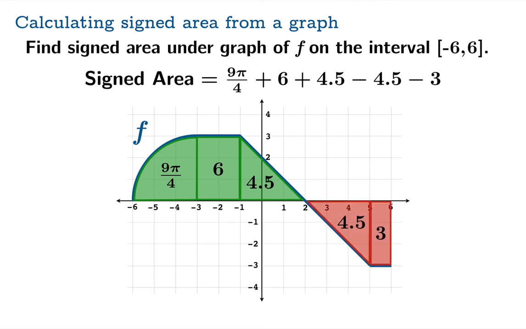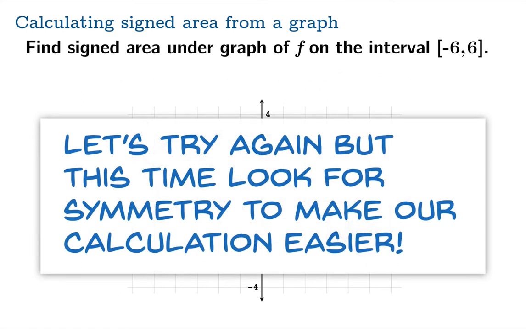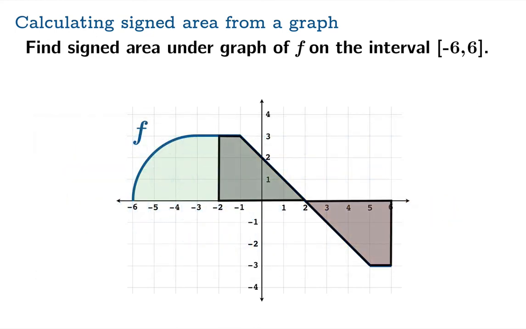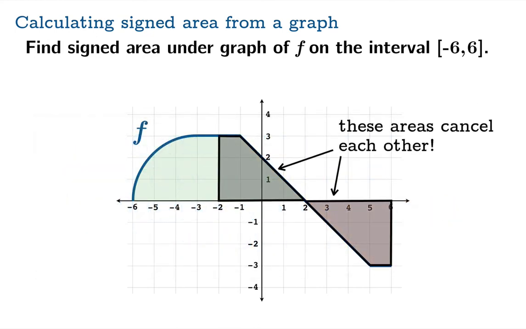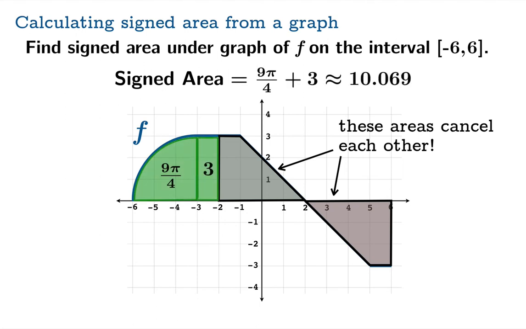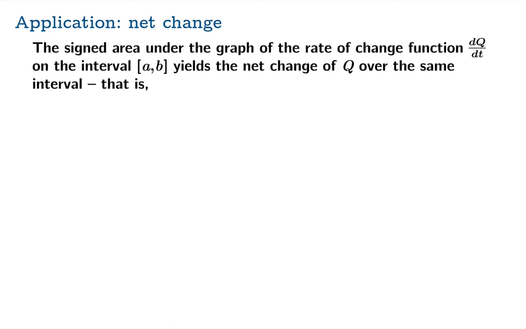Now that's perfectly reasonable, but let's try again, this time looking for symmetry to make our calculation easier. So the thing to notice here is that there are two regions that are congruent to each other, one appearing above the x-axis and the other appearing below the x-axis. So we don't even need to calculate the area of either of those because we know they're going to cancel each other. We could have, from the get-go, just looked at this region on the left, which is simply decomposed into a quarter circle and a rectangle. So we should have known immediately that the signed area was going to be about 10.069.